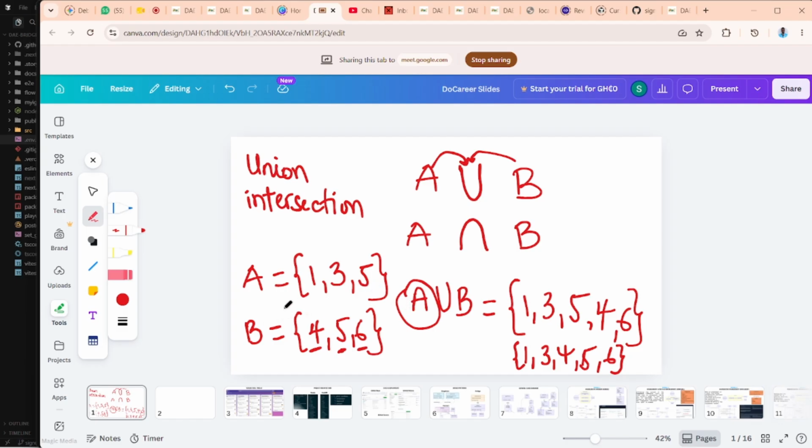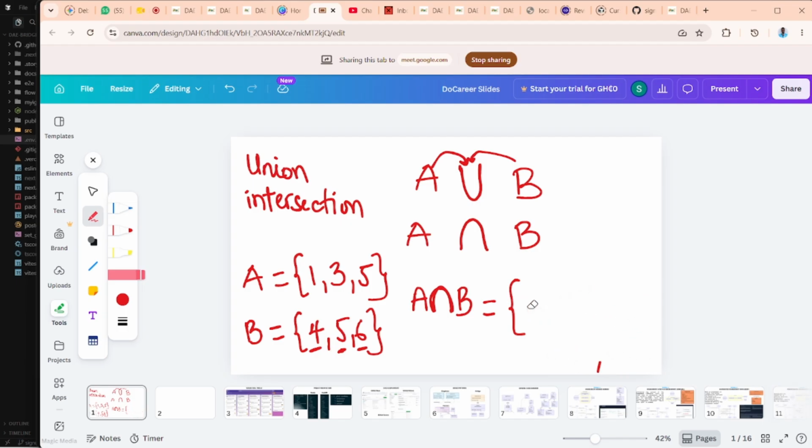Now in the same vein, we'll do intersection as well. For the intersection, it's going to be the other symbol, not the U. The intersection is mostly concerned with what they have in common. It's just a set that contains everything that A and B have in common. And for that one, I think it's easy.